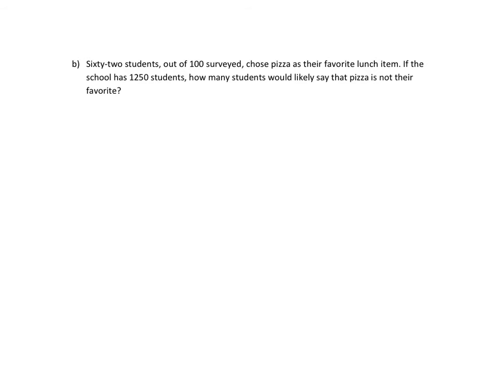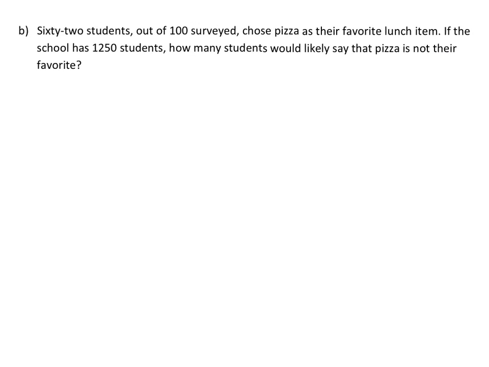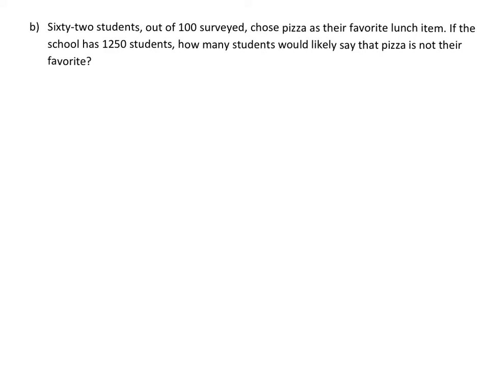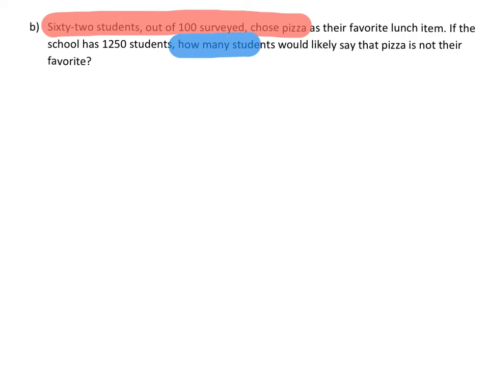All right. 62 students out of 100 surveyed chose pizza as their favorite lunch item. If the school has 1,250 students, how many students would likely say that pizza is not their favorite? Now, we've got to be super careful here, okay? Because if I'm looking up here on this part, it says 62 students out of 100 choose pizza. But the question is asking us how many students would likely say not their favorite. So that word not is really important here. Oh, I just underlined pizza, didn't I? How about not? So not, let's try that again. Not is really important, okay?